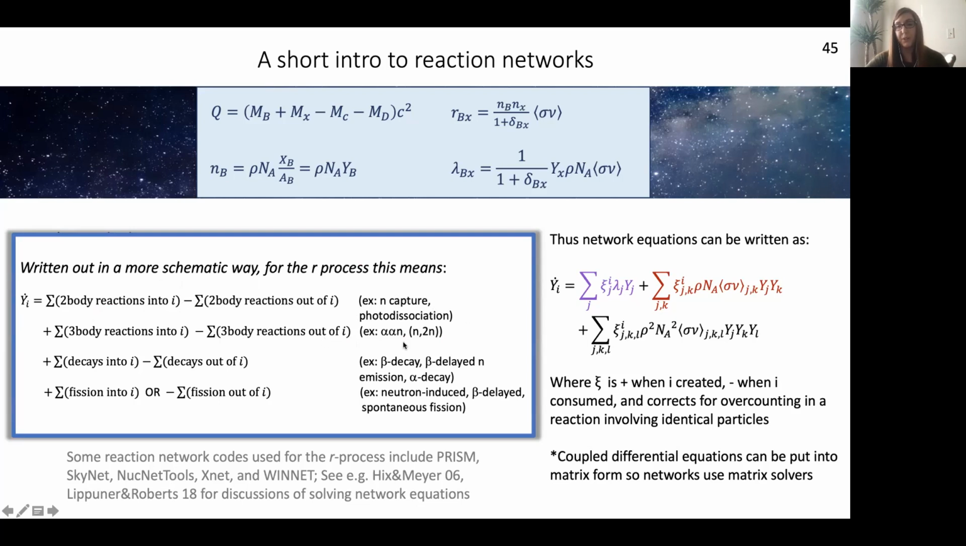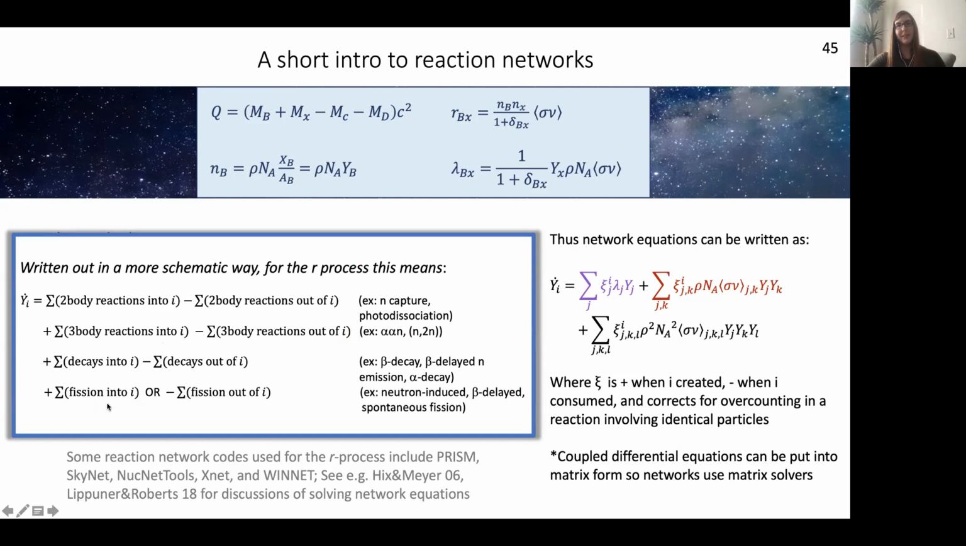Three-body reactions of relevance to the R process include alpha alpha n and n2n. This is where you capture a neutron, but then you can emit two neutrons, okay? Then you have to take into account the decays into this state or the decays out of this state. So things like beta decay, beta delayed neutron emission, where you beta decay and then neutron emit over. Things like alpha decay are important as well.